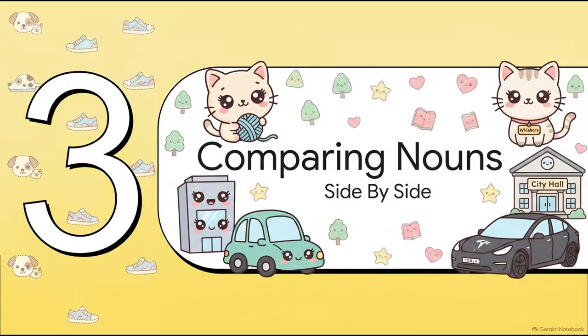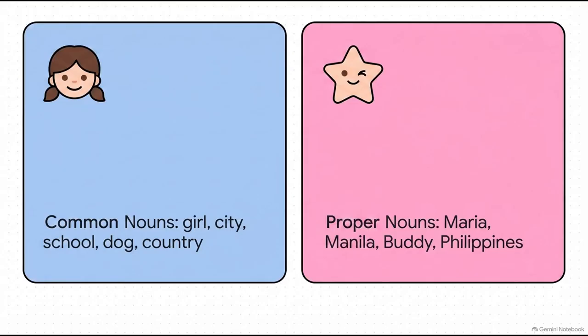Section 3, comparing nouns side by side. The real trick here is understanding the difference between the two. Let's actually look at them together. On the left, we've got our everyday common nouns, like girl or dog. Just general words, right? But then, over on the right, we have our specific proper nouns, like Maria or Buddy, with those huge capital letters leading the way. So, a dog is just a general animal, but Buddy? Well, Buddy is that one specific, special dog.